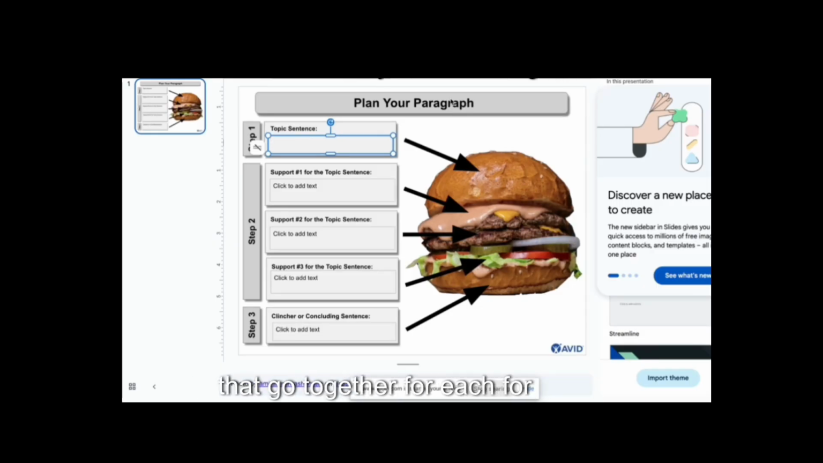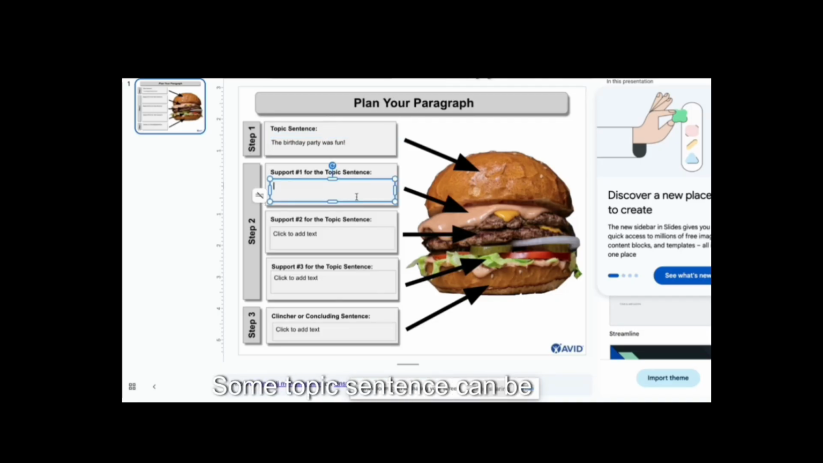Let's say that I am writing about birthday parties because my daughter went to a birthday party and it was really fun. Let's say this is a narrative. In other words, I'm telling a story. So my topic sentence can be, the birthday party was fun. Now it asks for support 1 for the topic sentence. What supports that? What tells you that it's fun?